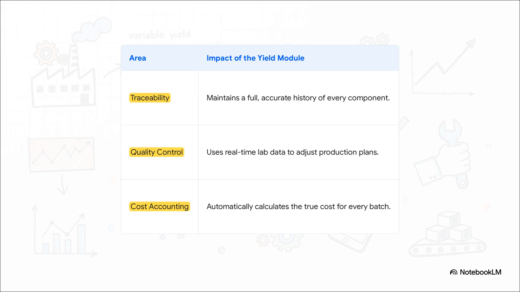Then you have quality control. It's not this separate department anymore. The real-time data from the lab, like the cream's fat percentage, is now directly plugged into the production plan. And finally, cost accounting. This is huge. The system can now automatically calculate the true cost for every single batch. So if one batch had a better yield, the system knows it costs less per kilo. And that accurate number flows right to the balance sheet, instantly.